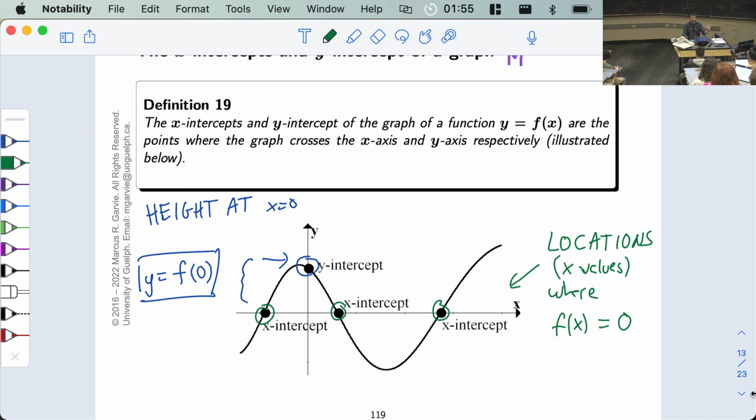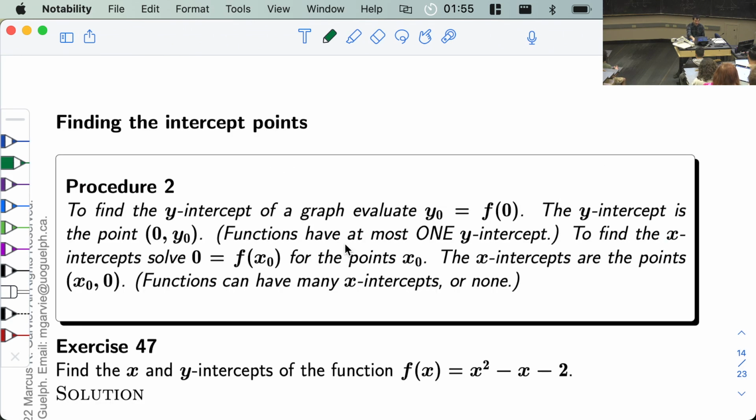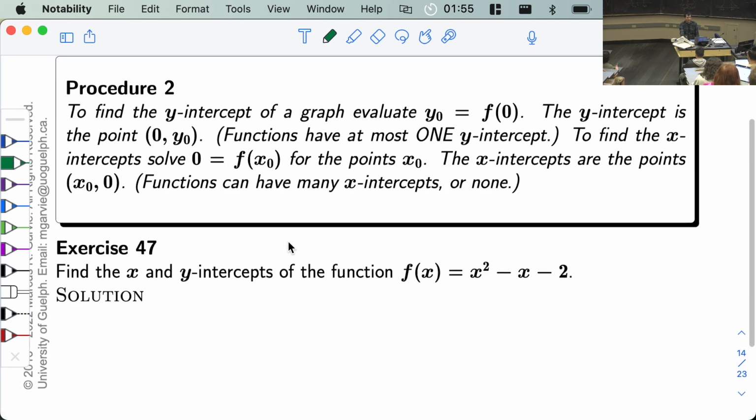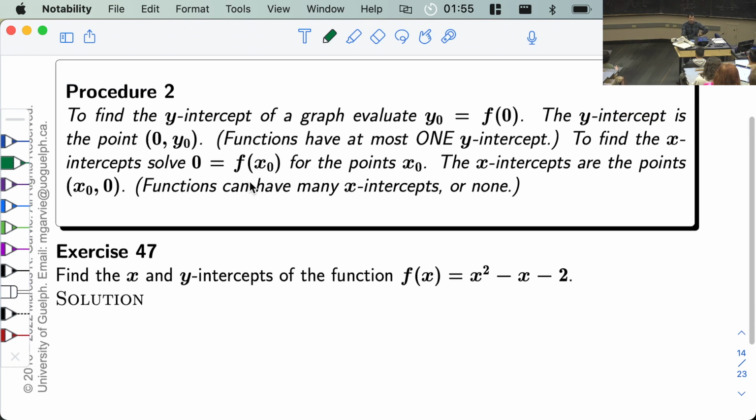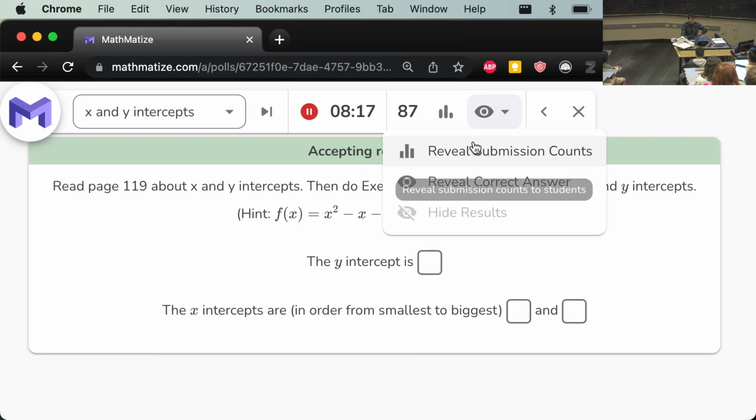Basically, I've just done a re-derivation of this picture of what is written on the next slide as procedure 2. To find the y-intercept, you just plug in f of 0. The y-intercept is 0, y0. To find the x-intercept, you solve 0 equals f of x0 for points x0. So let's see, were you guys able to do it for this function? Let's see what people said.